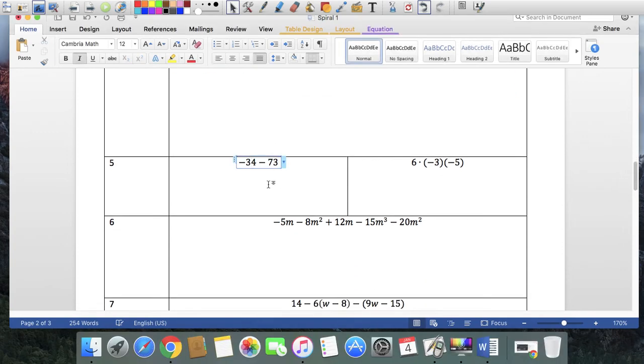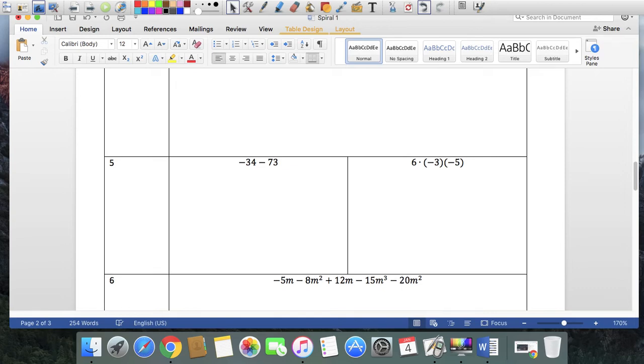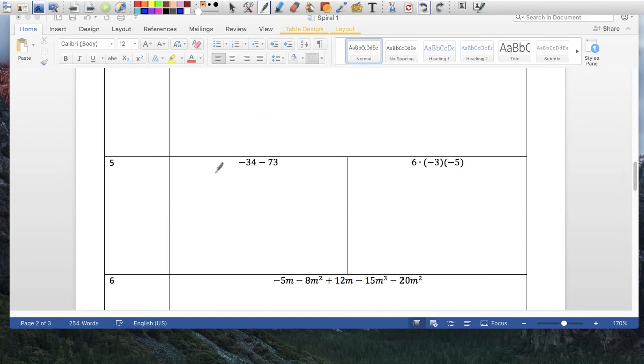Next one, you have to know how to add and subtract integers. Again, we can change the subtraction to an addition. I think it's easier for you to see what's happening. So you're combining two negative numbers. In this case, you do have to add them. 4 plus 3 is 7, 3 plus 7. So negative 34 plus negative 73 is going to give you negative 107.